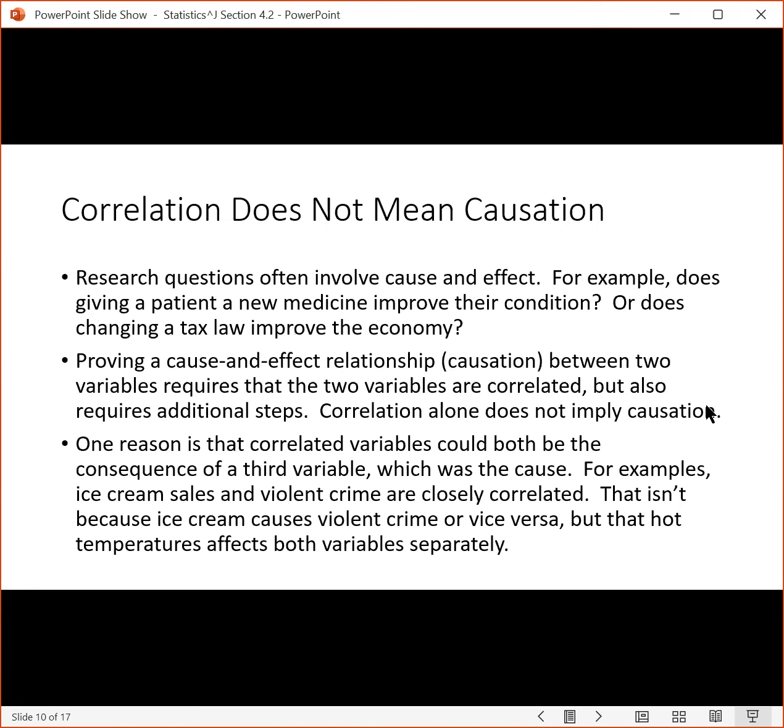All right, so correlation does not mean causation. This is a common phrase that is thrown around that you may have heard before, the idea of correlation and causation. So the two are different. Research questions often involve cause and effect.